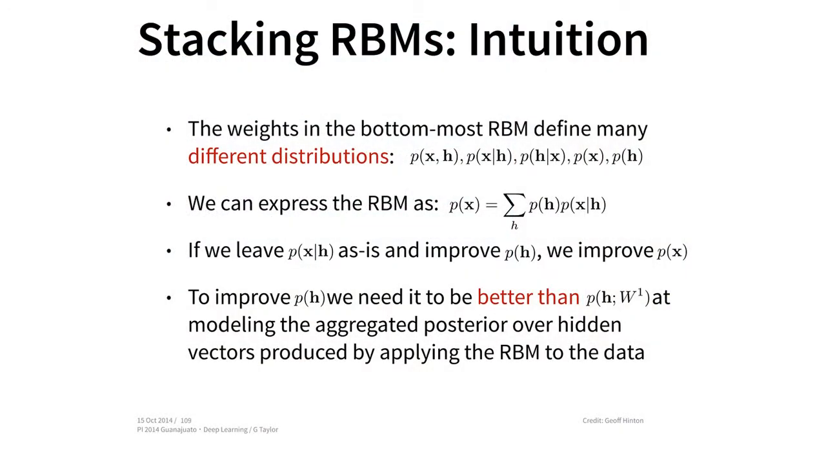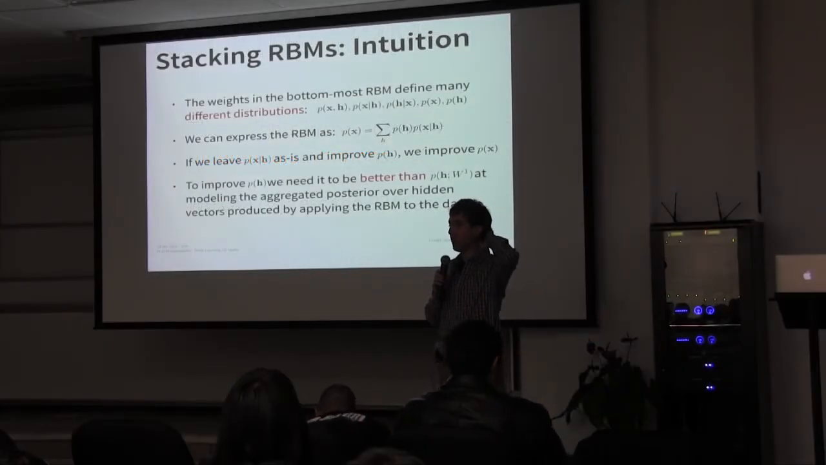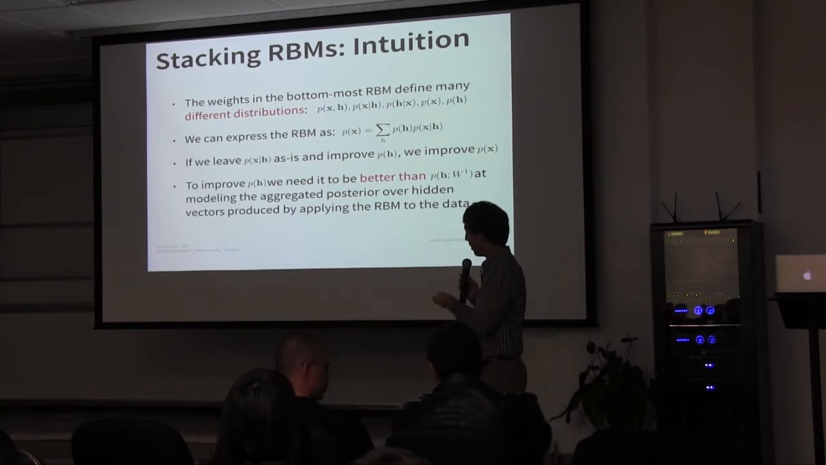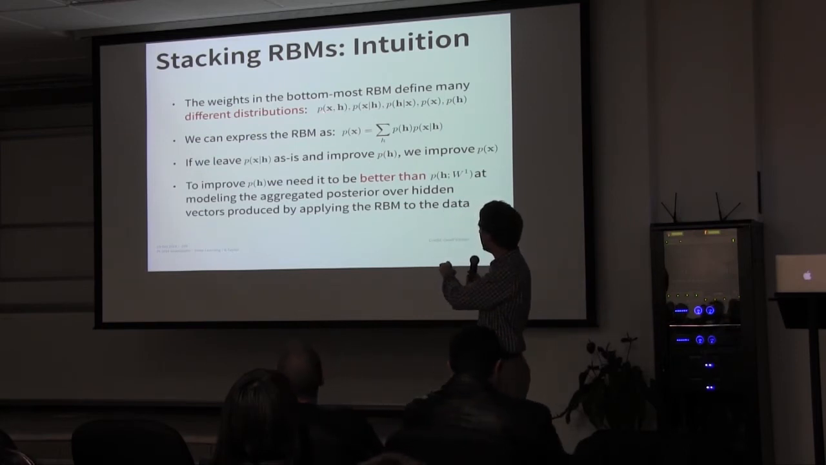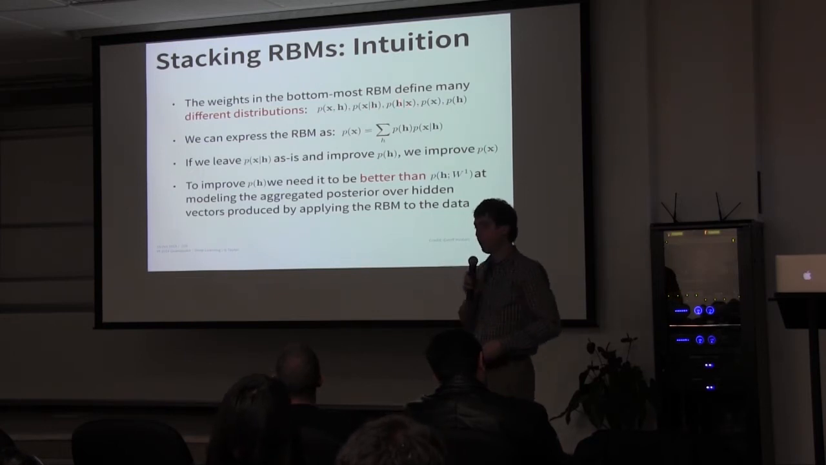So what's the point of stacking RBMs, and what's the intuition behind it? There are a number of distributions that are learned implicitly by RBMs. There's obviously the joint distribution, which is exponentiating and normalizing the energy function. So this is a joint over visible and hidden configurations. There's the conditional, the distribution on the visibles given the hiddens. There's the conditional of the hiddens given the visibles. And there's also marginal distributions.